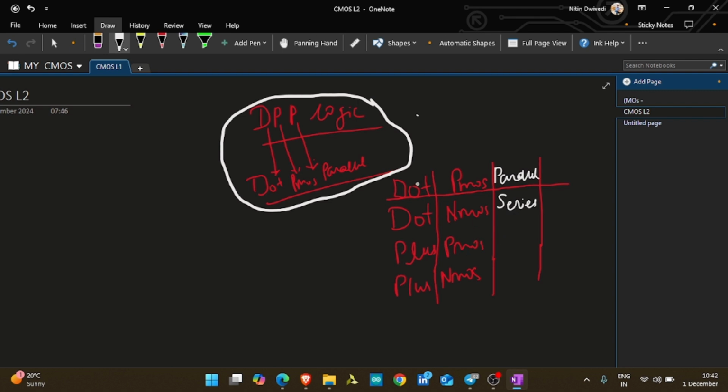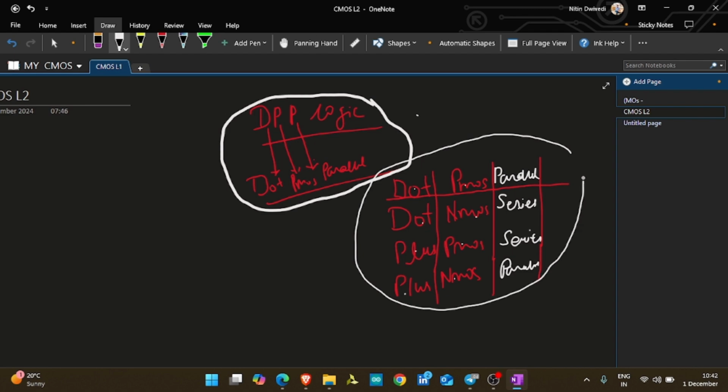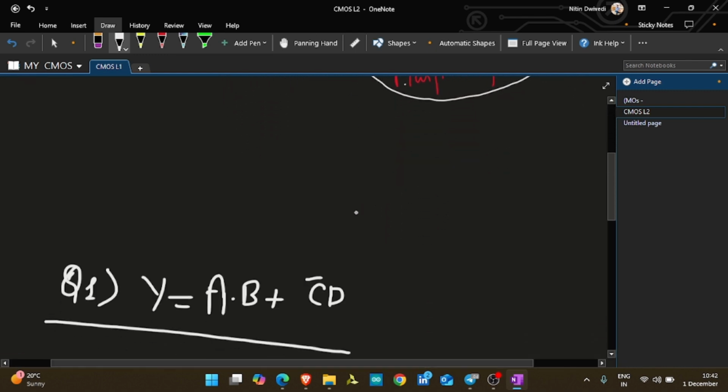Similarly, if dot PMOS was parallel, then for plus PMOS it will be series. And if dot NMOS was series, then for plus NMOS it becomes parallel. You can use your common sense and create this lookup table. I can rename it as lookup table. For me it is my lookup table. Now based upon this, let's do one question.